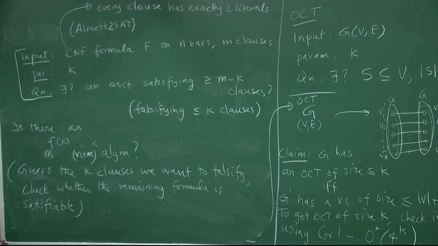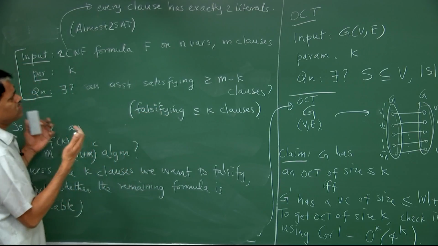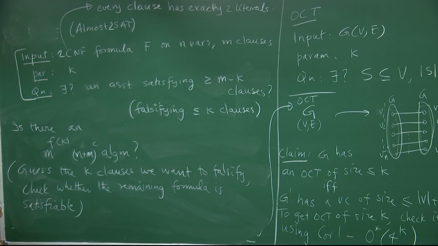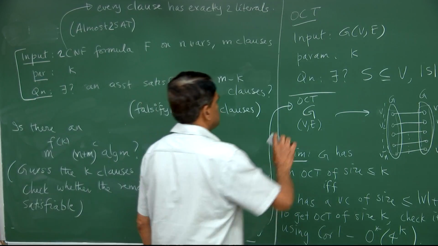So, this is good. At least I said if it's not 2-CNF, then you can't even get such an algorithm, because that would immediately imply a polytime algorithm for SAT. Okay, so now I'll give you an equivalence between this problem and the above matching vertex cover.